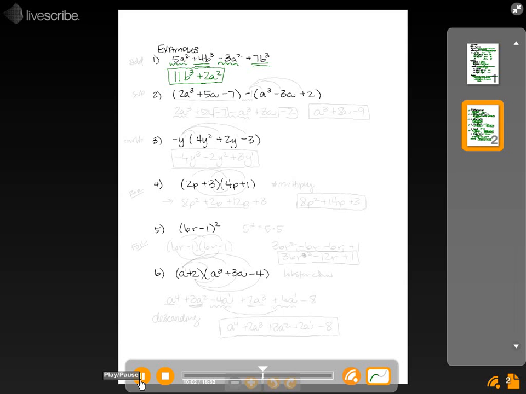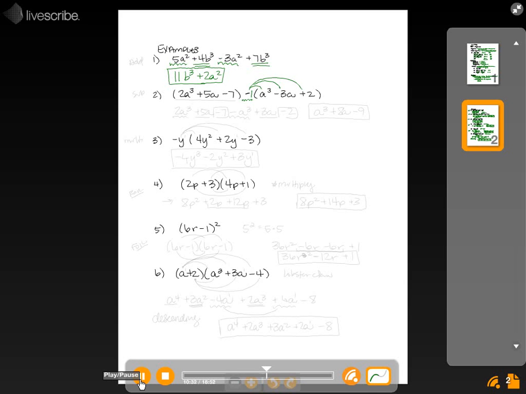Example 2. We have two trinomials here and we are subtracting them. We've got the quantity 2a cubed plus 5a minus 7 minus the quantity a cubed minus 3a plus 2. Now, before we can do anything, we've got to get rid of that minus sign between them. And there's really a 1 out in front of that set of parentheses. So what we are going to do is distribute that negative 1 to everything in the set of parentheses.